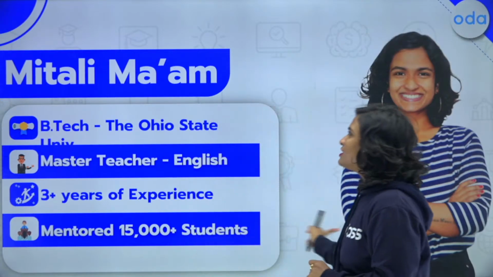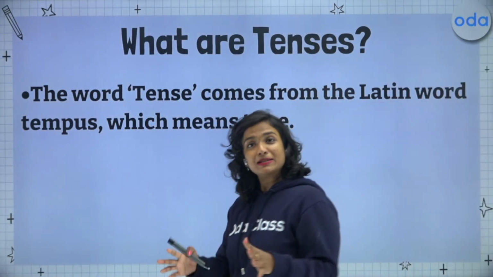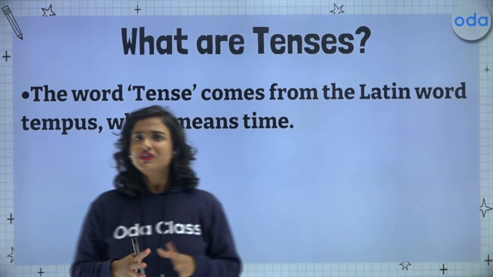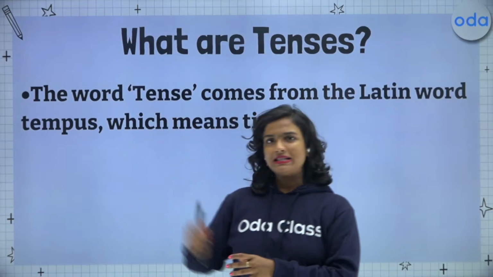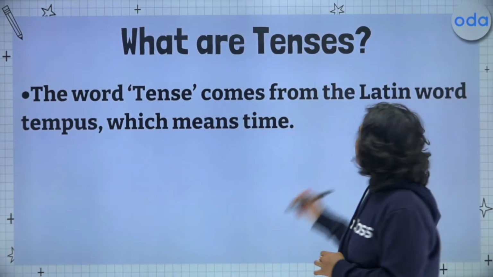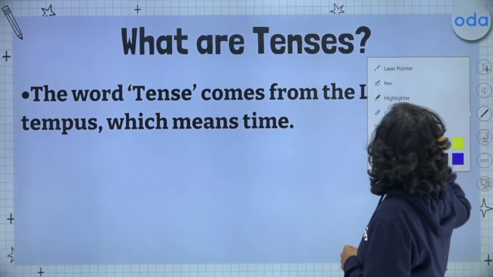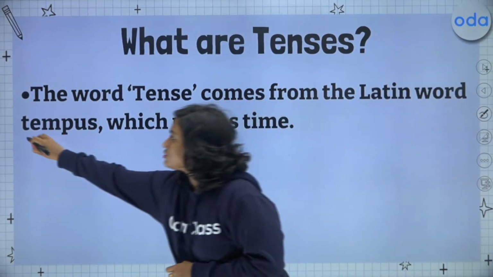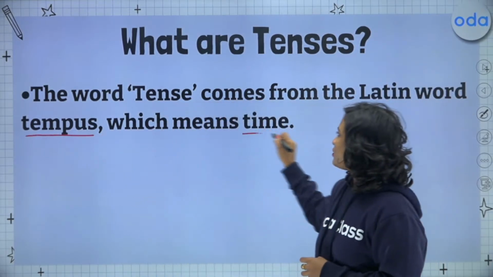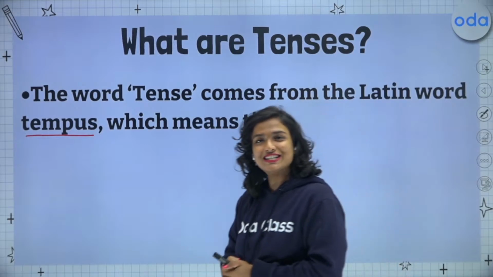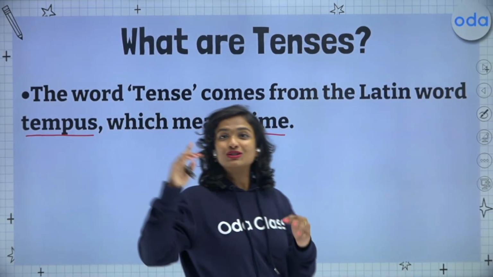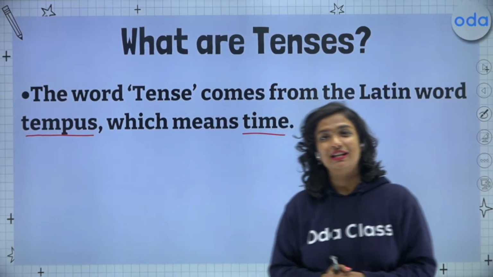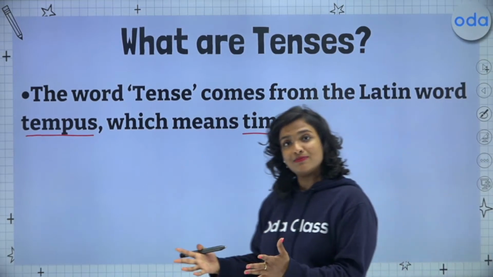Now, as I said, today I will be teaching you about the simple present tense. But first, let's talk about what exactly tenses are. So as you can see, the word tense comes from the Latin word tempus, which means time. I am sure that most of you already know about tenses, but let me tell you about the origination of the word itself. So it means time, right?